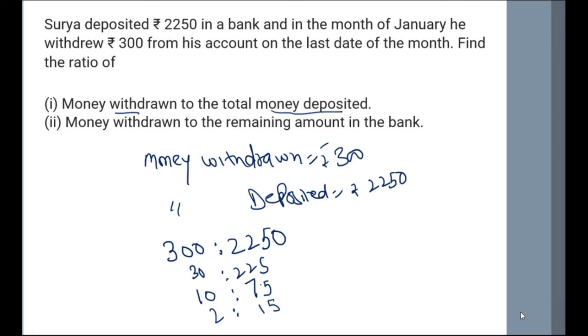I want you to solve the next section of this question. This is money withdrawn to the remaining amount in the bank. Let me give you a hint. The remaining amount is 2250 minus 300, that is our remaining amount, and money withdrawn is this. So how we calculate the ratio of these, the part 2, please write down in our comment section.